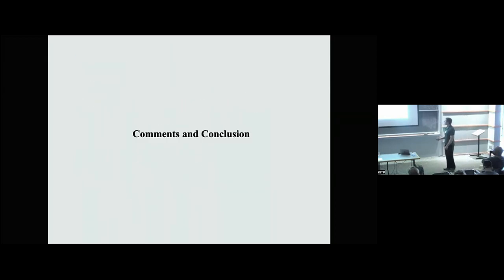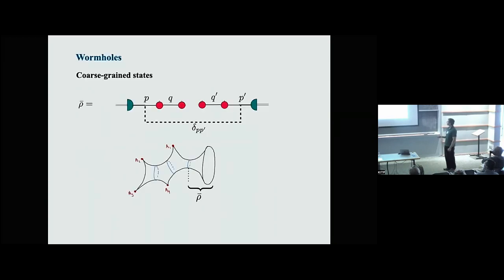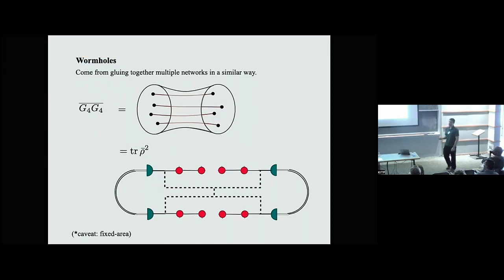So let me wrap up with some comments. Since we're running a bit over time, I'm going to skip the comments on wormholes, but let me just say briefly that these tensor networks can be glued together in a very natural way, and that when you glue together the tensor networks, it reproduces the wormholes that I discussed at the beginning. So there's a natural operation on tensor networks that corresponds to this construction of wormholes in the bulk, and they quantitatively agree between the two sides.